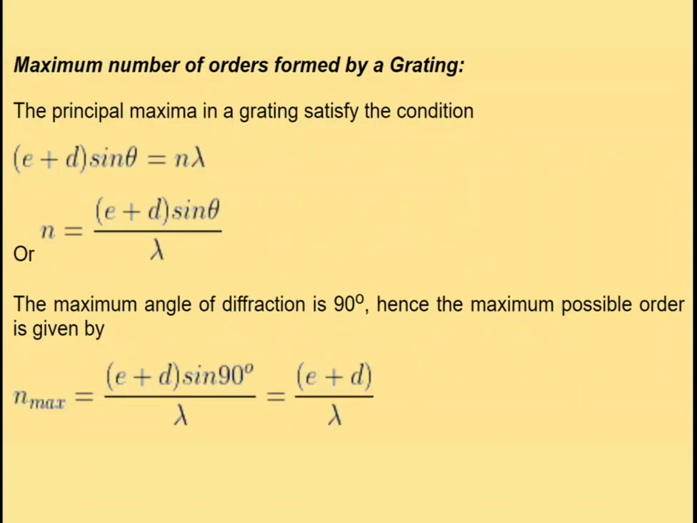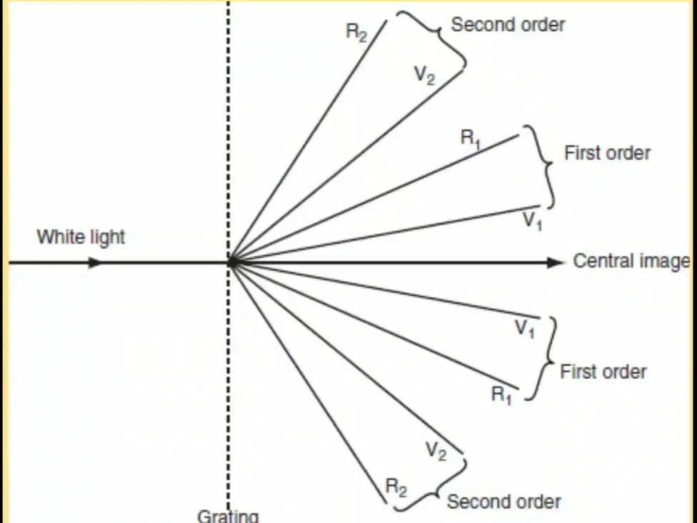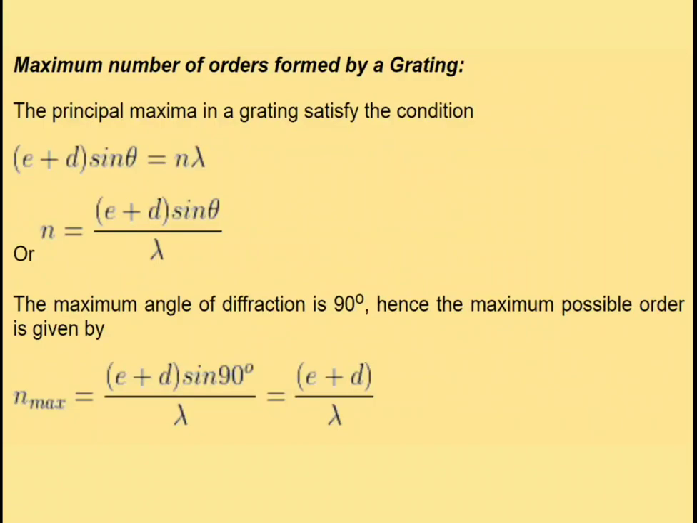So what is the maximum number of orders formed by a grating? Once again we discuss this diagram. On both sides of the zero order, here there exist only two orders, the first order and second order. Then how many orders will be formed by this grating? They can be obtained by this formula. As we know the principal maxima condition, that is (e+d) sin theta is equal to n lambda. From this, n can be written as (e+d) sin theta by lambda.